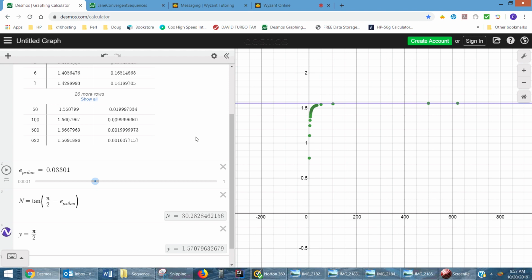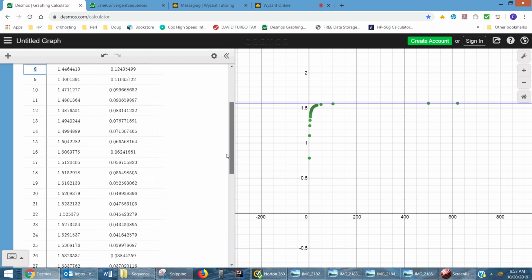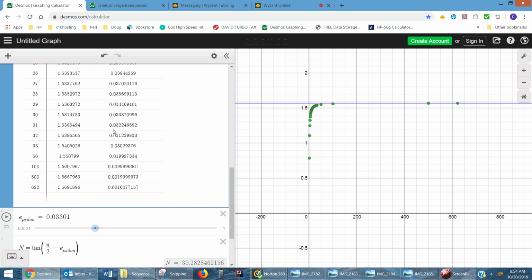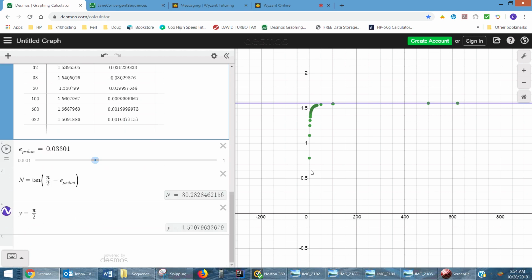So let's look in the table at what 31 is. I'll bet 31 has an epsilon that's less than 0.033. So where's 31 in the table? There's 31. 0.032 is less than 0.033. And so here's a picture of the elements of that sequence. Starting at 1, you can see that they're getting closer and closer to, this is actually the line y equals pi over 2, which is about 1.57.